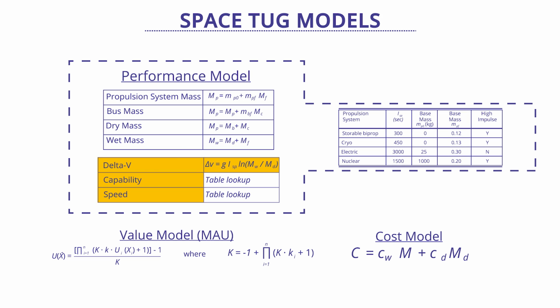Delta V was calculated using the rocket equation. Capability and speed were calculated using lookup tables. The lookup tables were populated using existing data. For our cost model, we used a simple mass-based relationship for estimating cost.